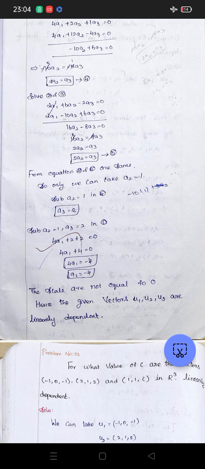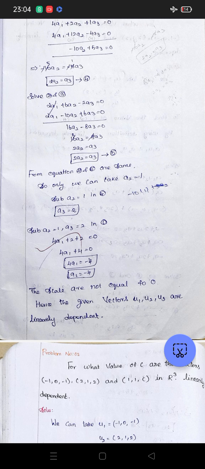So here equations 4 and 5 are the same. So we can take a3 is equal to 1. Substitute. This is the procedure. Equations 4 and 5 are the same.